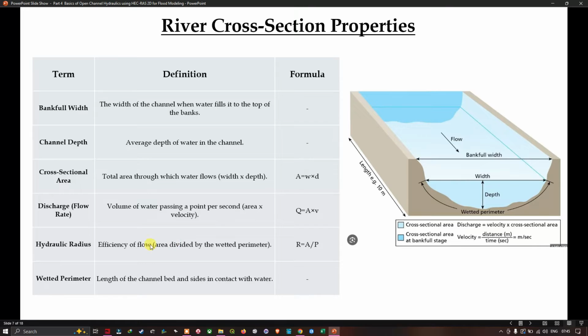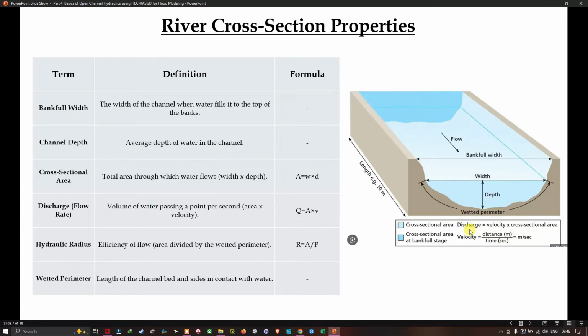And last is the wetted perimeter, the length of the channel bed and the sides in contact with the water. So you can see from this figure, we have the flow, the bankfull width, the width here, the depth, and the wetted perimeter. This is the water in contact with the channel bed. It is called the wetted perimeter.